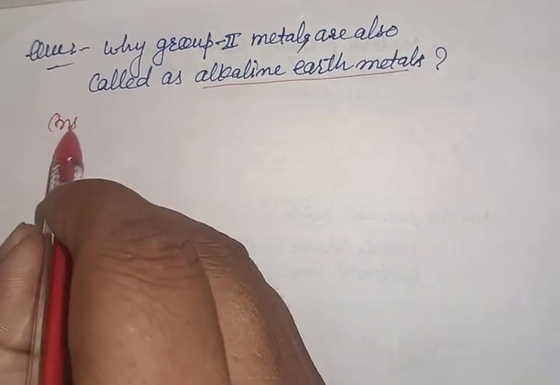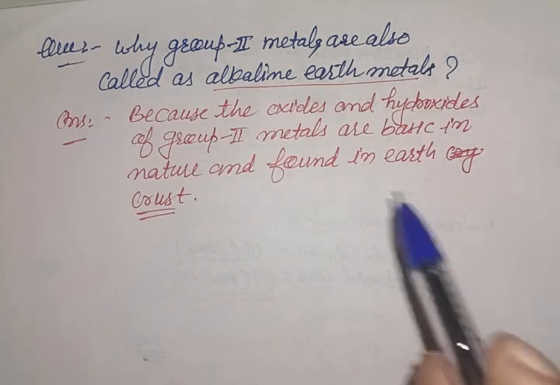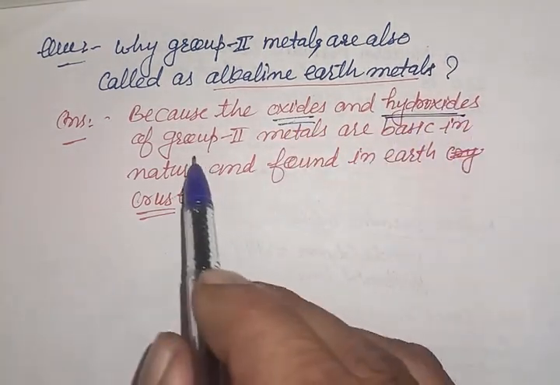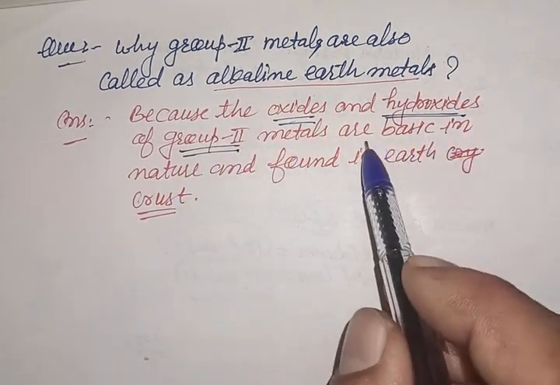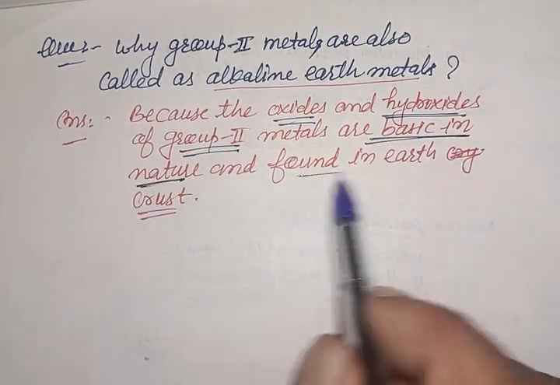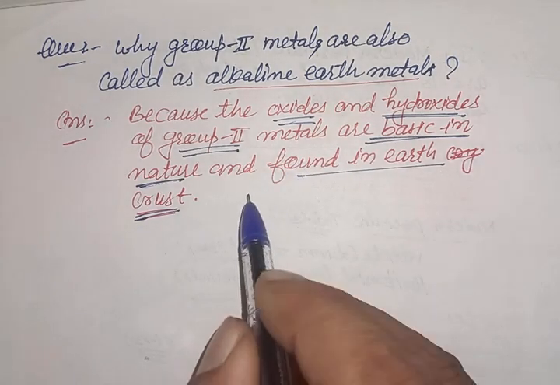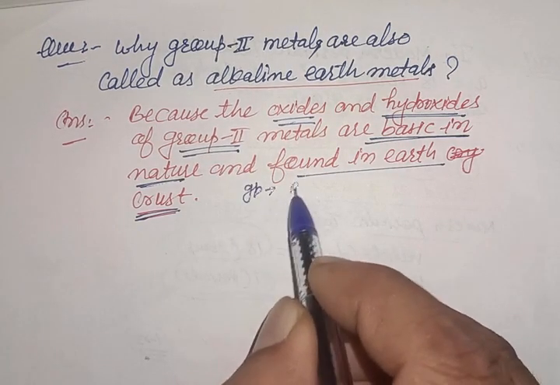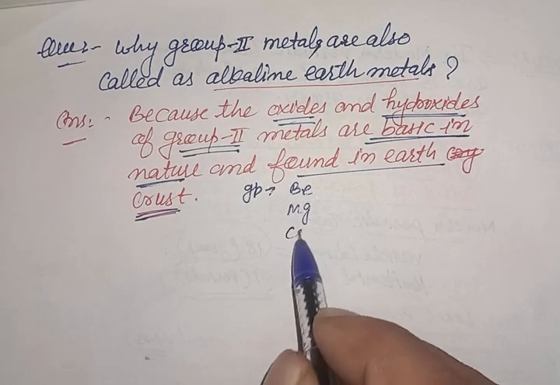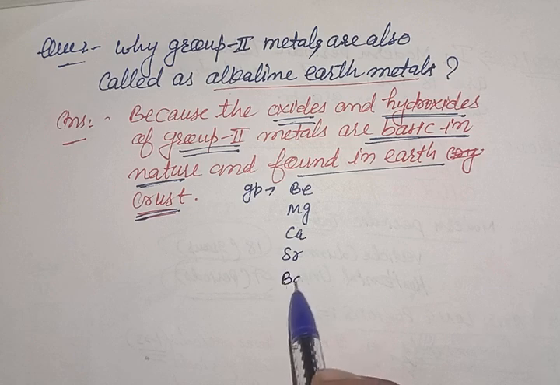The answer is: oxides and hydroxides of group 2 metals are similarly basic in nature and found in the earth's crust. That's why they are also called alkaline earth metals. We know that the group 2 metals are beryllium, magnesium, calcium, strontium, barium and radium, which is radioactive.